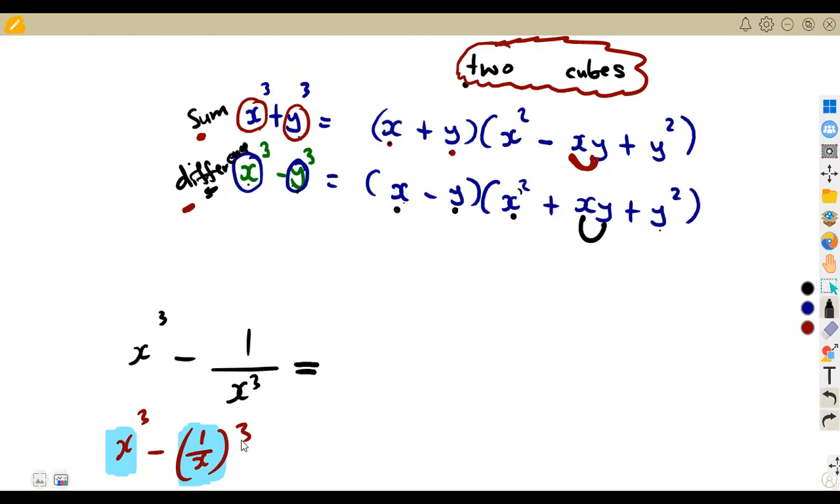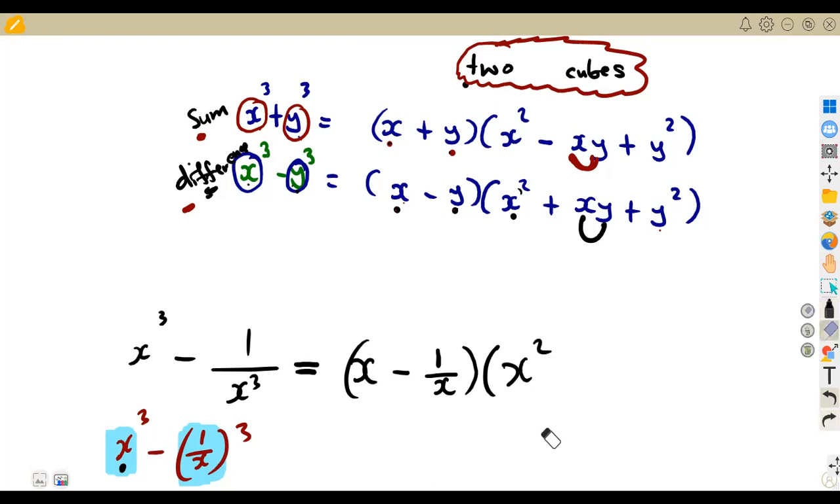So what is our first? Our first is x, so it's going to be x minus the last. What is our last? The last is 1 over x. So it will be x minus 1 over x. All right, just leave it like that. Into the bracket of, remember we are on the difference, we're going to have x squared, which is the first term squared. So it's going to be x squared, guys, just x squared.